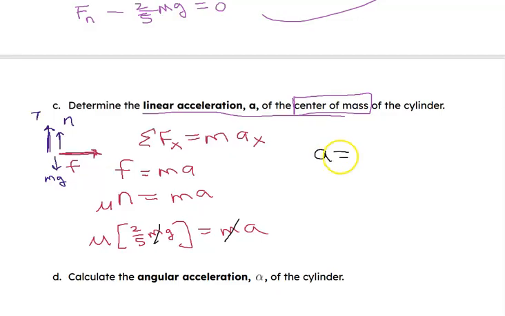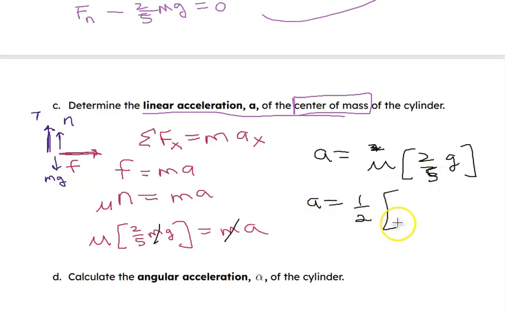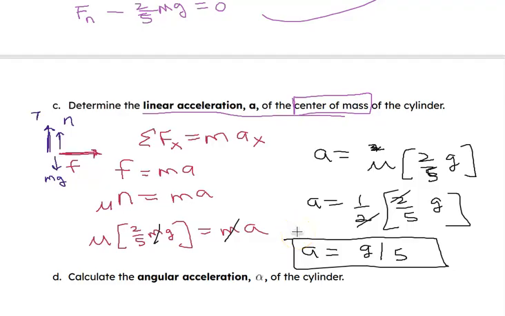And then you realize, nice, that the m cancels. So the acceleration is mu times 2/5 g. And they gave you that mu was a half up at the top. So the 2's cancel, and so the acceleration is g over 5. And that's one of the nice things about not having numbers: you can see, okay, g is already in units of meters per second squared, I'm going to divide by 5. So you have the right units, right?